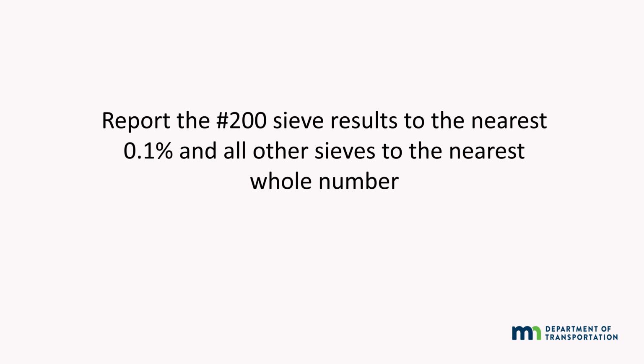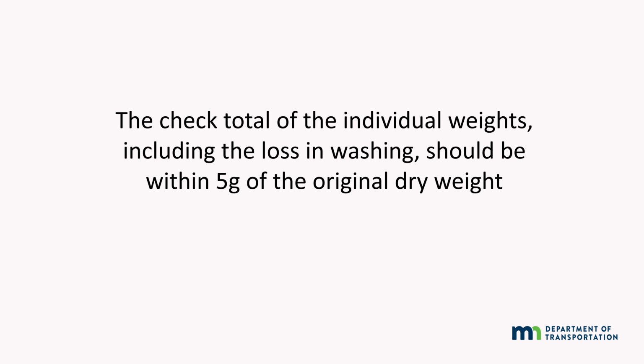Report the number 200 sieve results to the nearest 0.1% and all other sieves to the nearest whole number. The check total of the individual weights, including loss of washing, should be within 5 grams of the original dry weight.